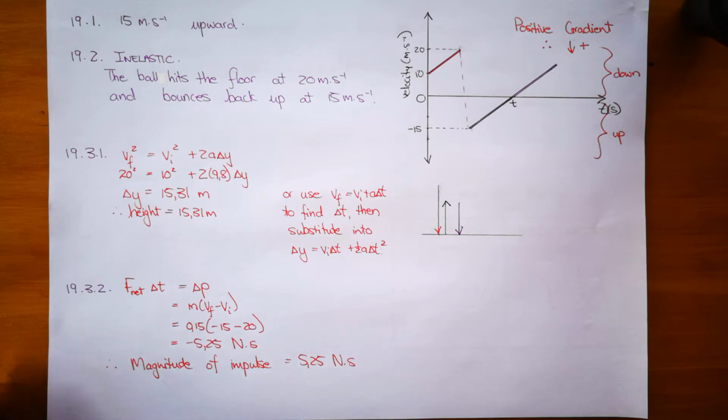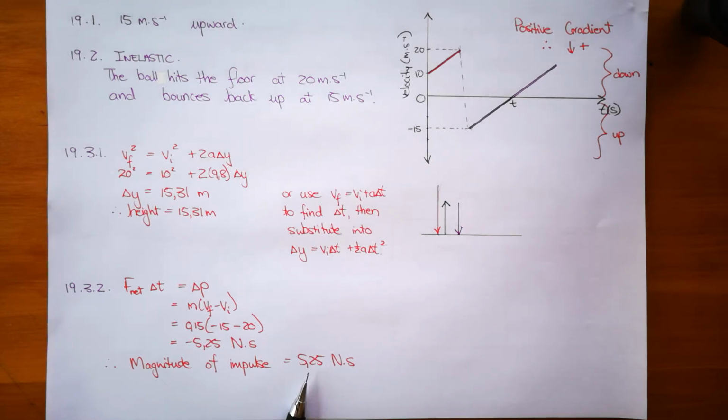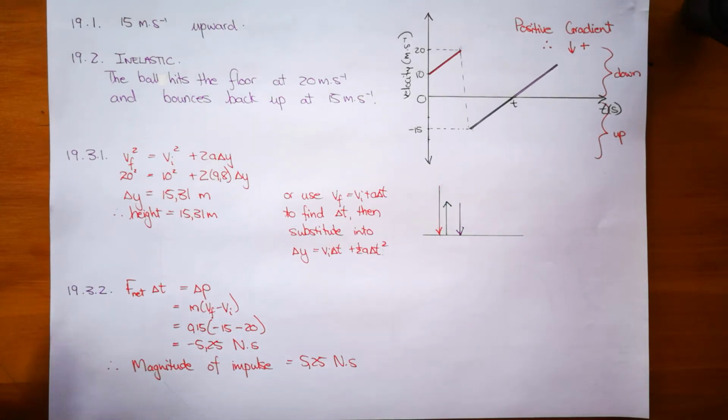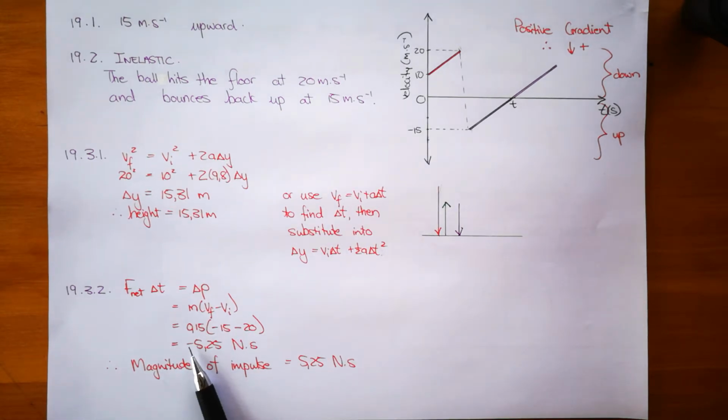So when you substitute your values in, you get a negative answer, but they asked you for the magnitude of the impulse. So we're going to write it as positive 5,25 Newton seconds. Please remember it's not newtons per second, it's newtons seconds, or you can use the unit kilogram meters per second. The negative sign is correct because the force on the ball is upwards.